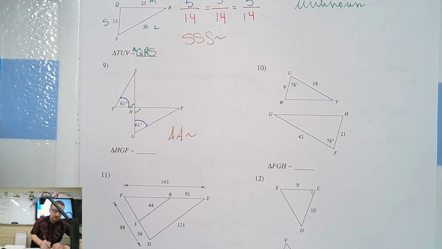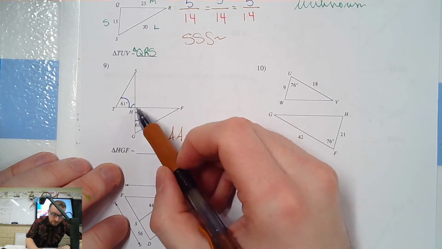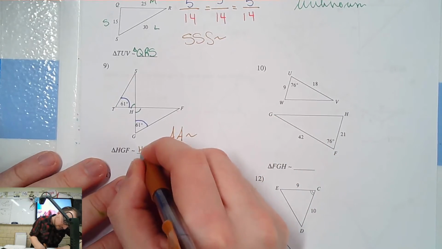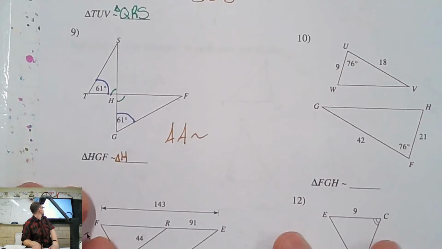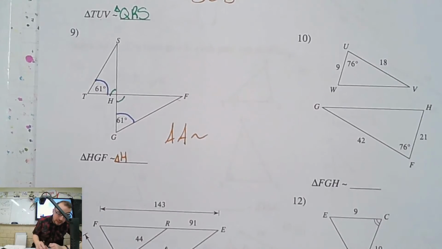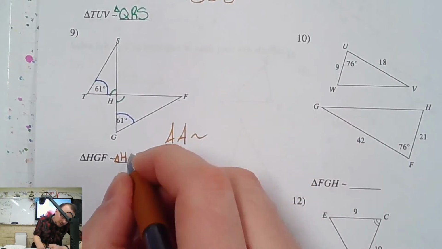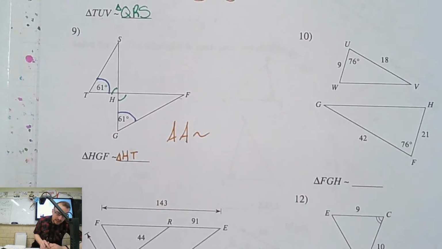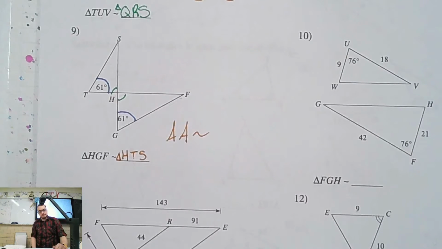So let's match up the letters. H in this triangle is going to go with itself. G, well, that's that blue angle. What's the blue angle in the other triangle? T. And F must go with S. How do you feel about matching up the letters? Is that okay?